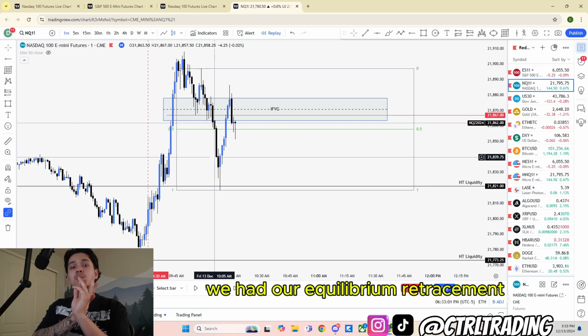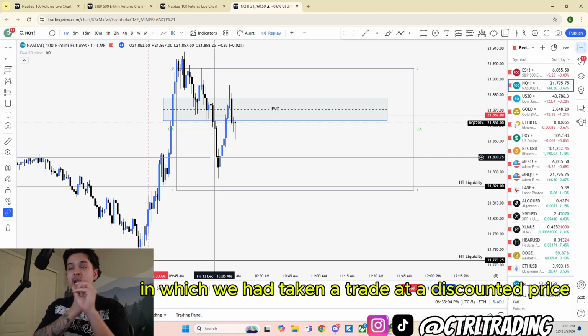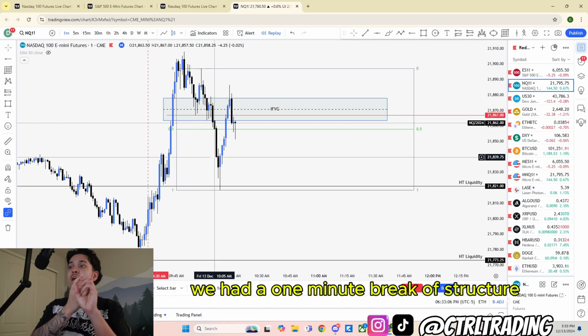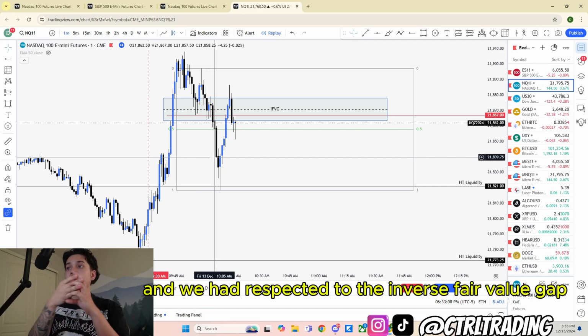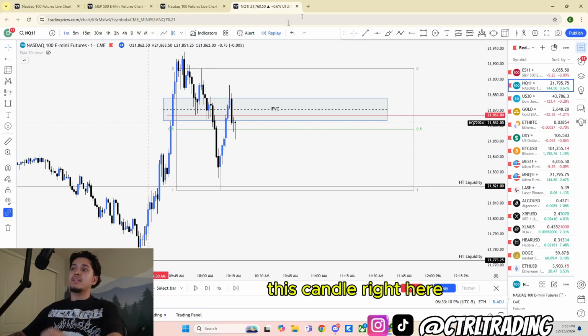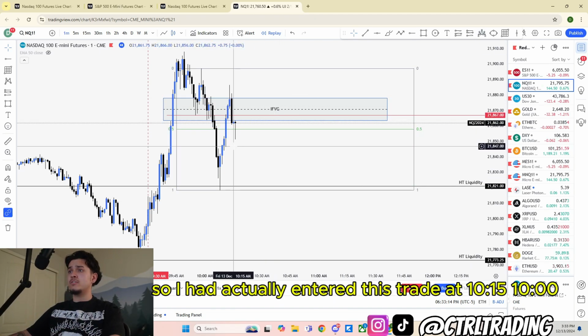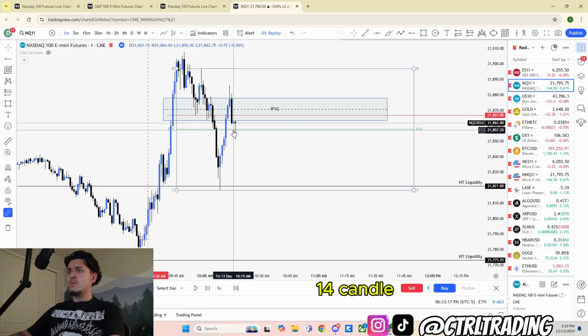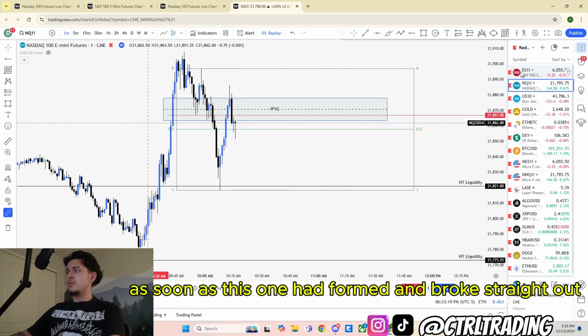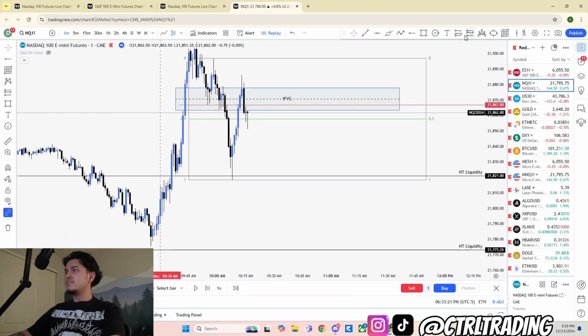We had our equilibrium retracement in which we had taken a trade at a discounted price. We had a 1-minute break of structure, and we had respected the inverse fair value gap. This candle right here was more than enough confirmation for me to enter into this trade. So I had actually entered this trade at a 10:15, 10:14 candle. As soon as this one had formed and broke straight out, that's when I had entered. So let me mark that out right here.